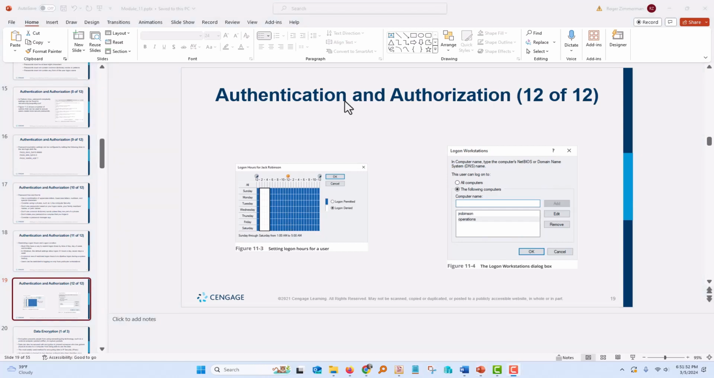So that ends our section on authentication and authorization. We're going to take a look at encryption next.